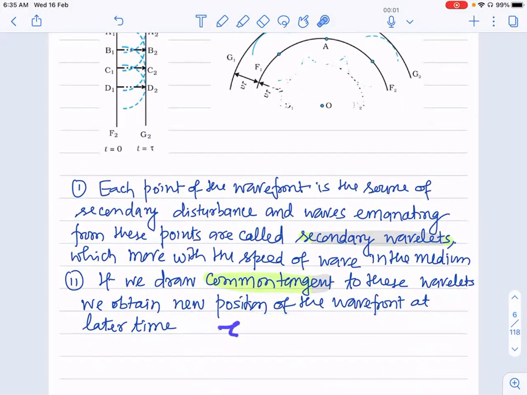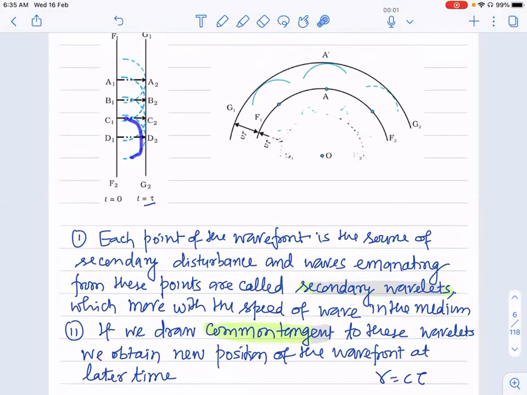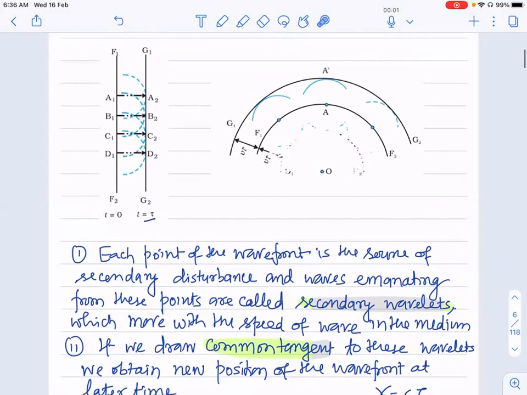Suppose at a particular time t we need to find where the wavefront has reached. Then what radius will we draw? r will be equal to c into tau; if we want to draw at t equal to tau, then the wave travels that distance, and with that radius we draw an arc. We can find out the position of the wavefront at the later time. I mean, this can be called the primary wavefront, and this at the later stage can be called the secondary wavefront.